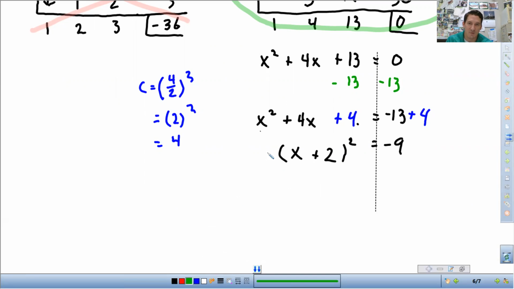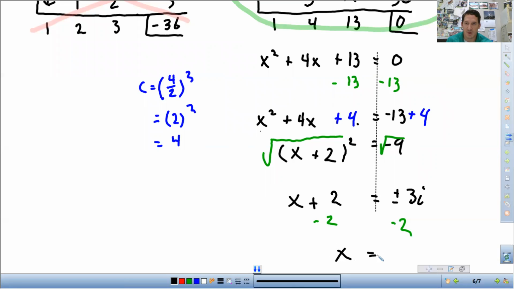To solve this, I need to take the square root of both sides. And I get x plus 2 is equal to, the square root of negative 9 is going to be plus or minus 3i. And then last step, subtract 2 from both sides. So my solution to that polynomial is going to be negative 2 plus or minus 3i. So my 3 solutions, just as a reminder, we found 3, and then it's negative 2 plus 3i, negative 2 minus 3i, the 3 solutions.